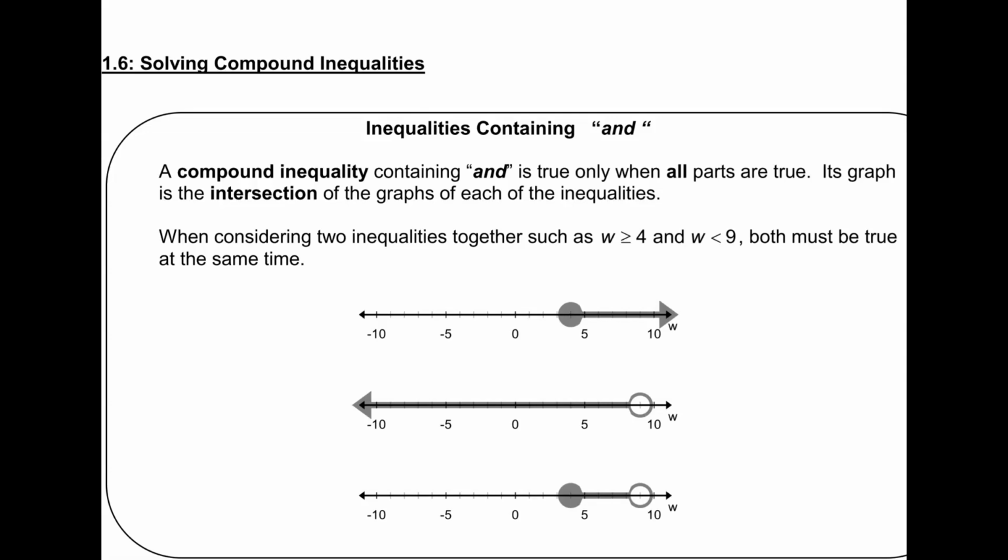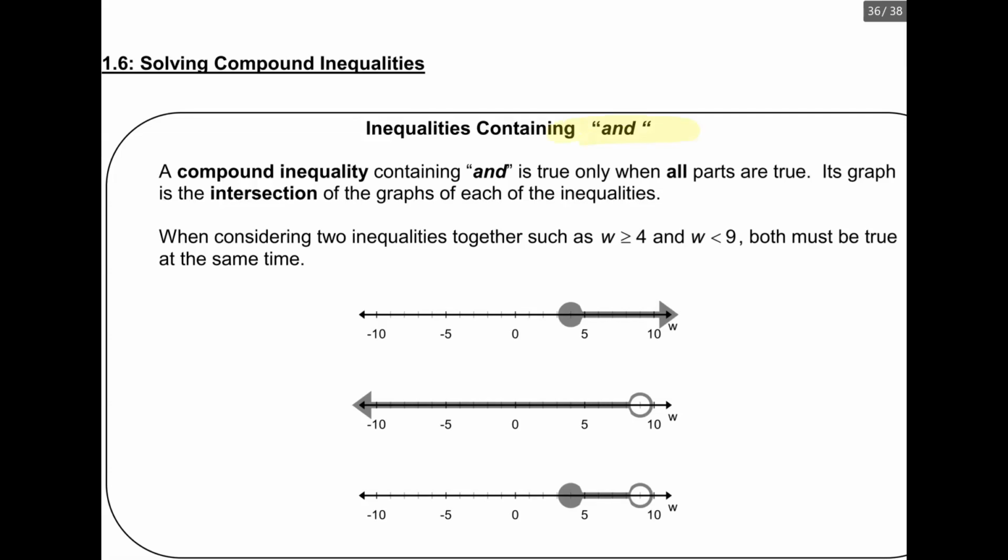All right, so 1.6 is solving compound inequalities. Compound means you have more than one inequality, more than one thing that it depends on, more than one constraint. So, inequalities containing "and".